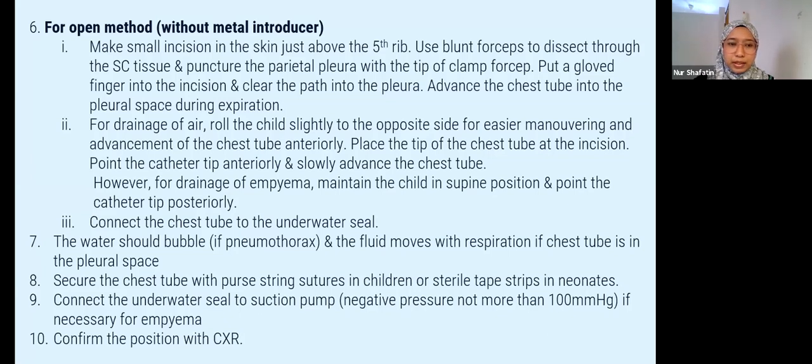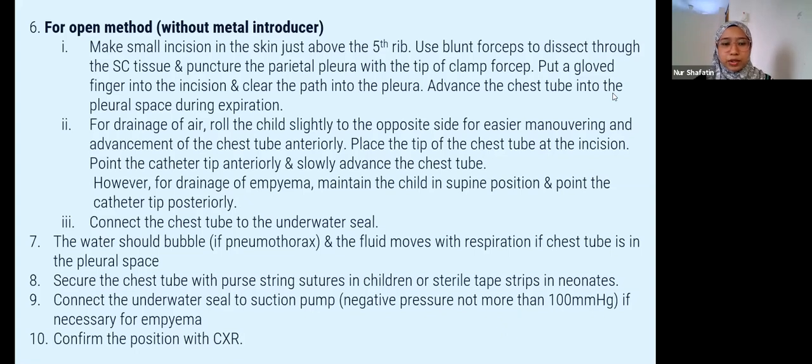So for the upper method, we need to make a small incision in the skin just above the 5th rib. Use blunt forceps to dissect through the subcutaneous tissue and puncture the parietal pleura with the tip of the clamp forceps. And then we put a gloved finger into the incision and clear the path into the pleura. Then we advance the chest tube into the pleural space during expiration.